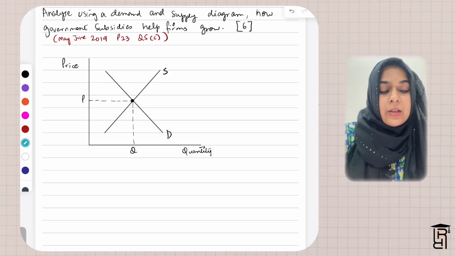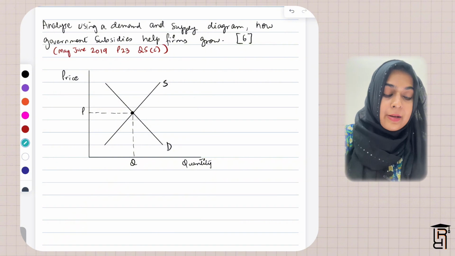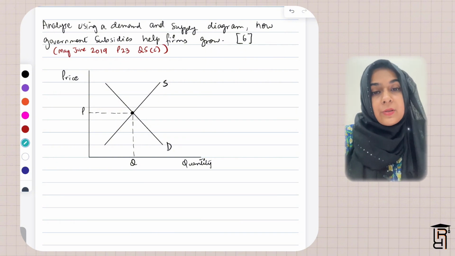Assalamu alaikum everyone. This is another question. Analyze using a demand and supply diagram how government subsidies help firms grow.